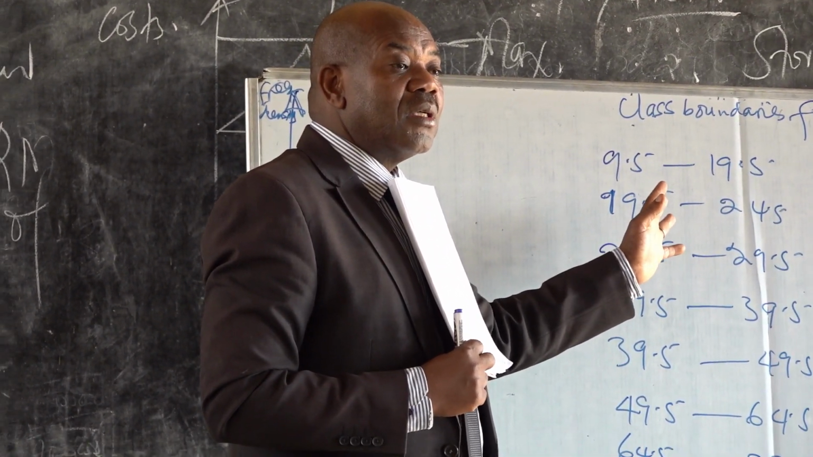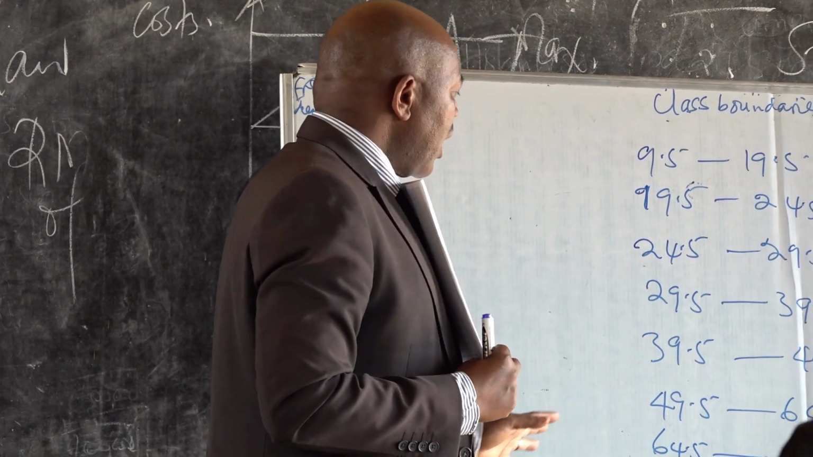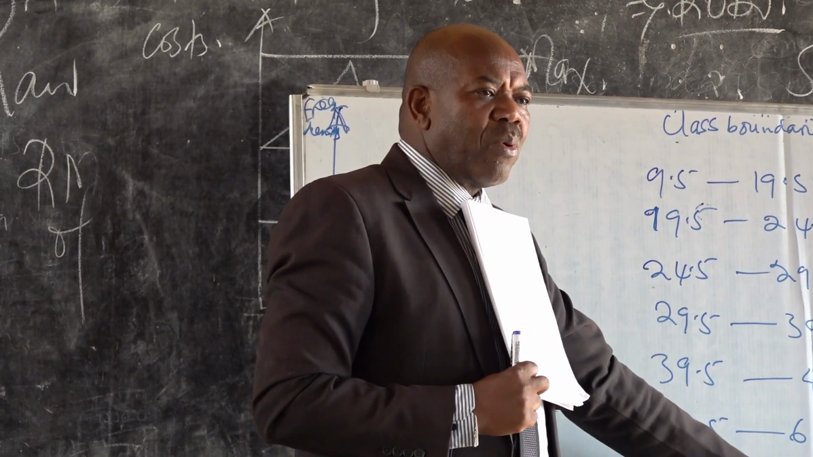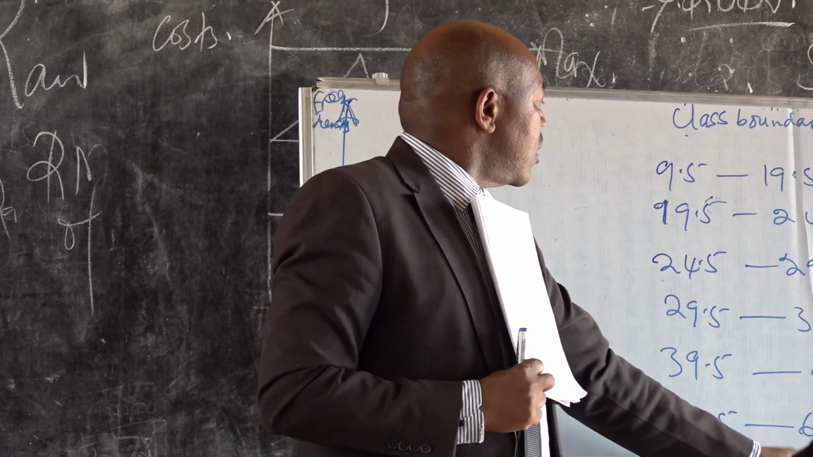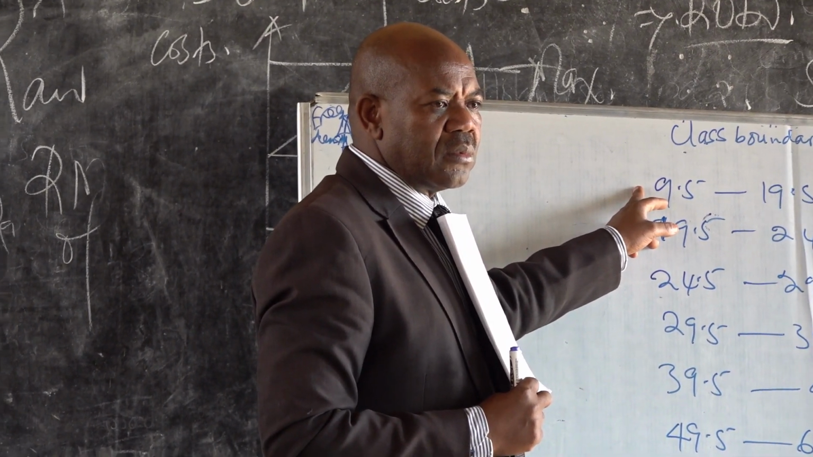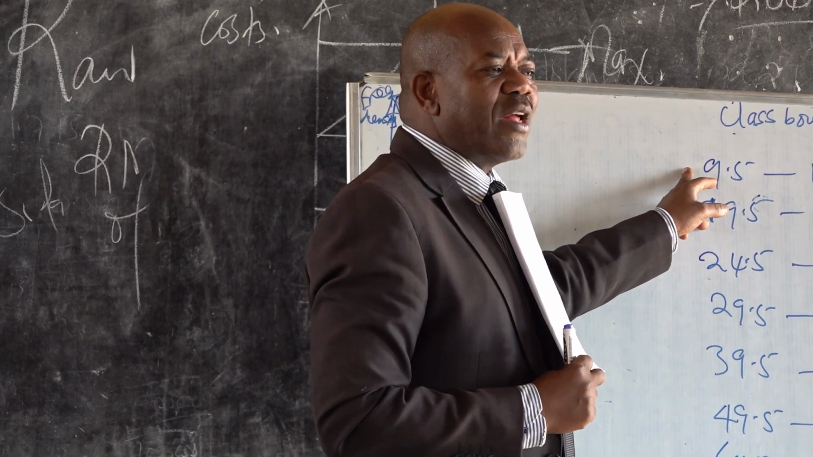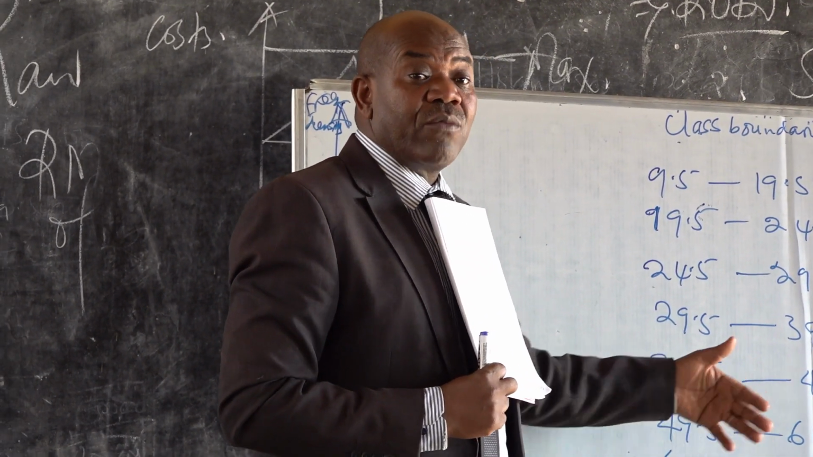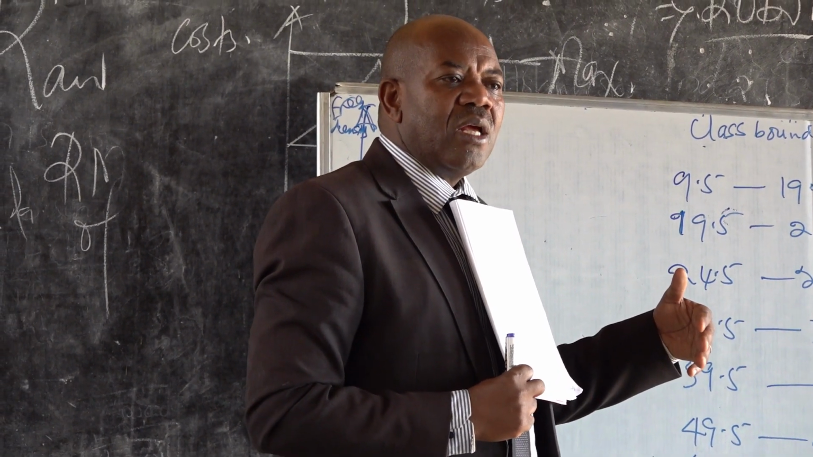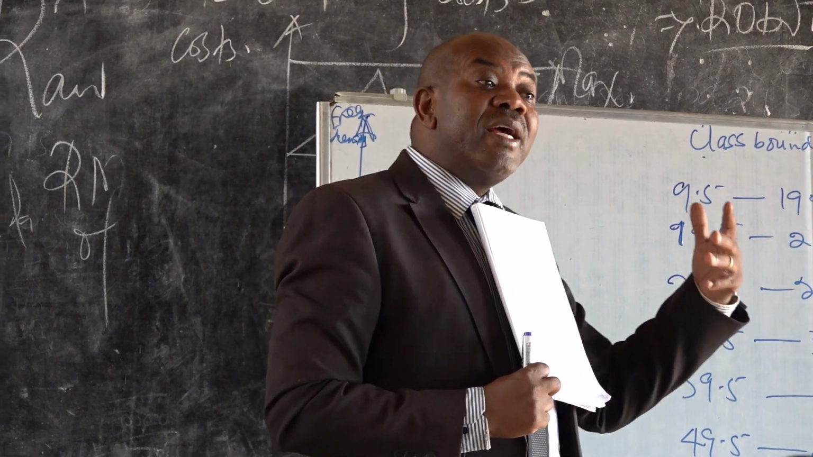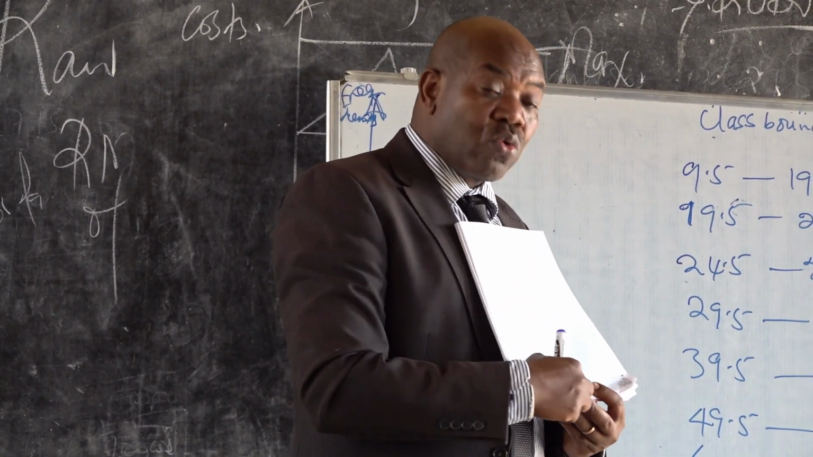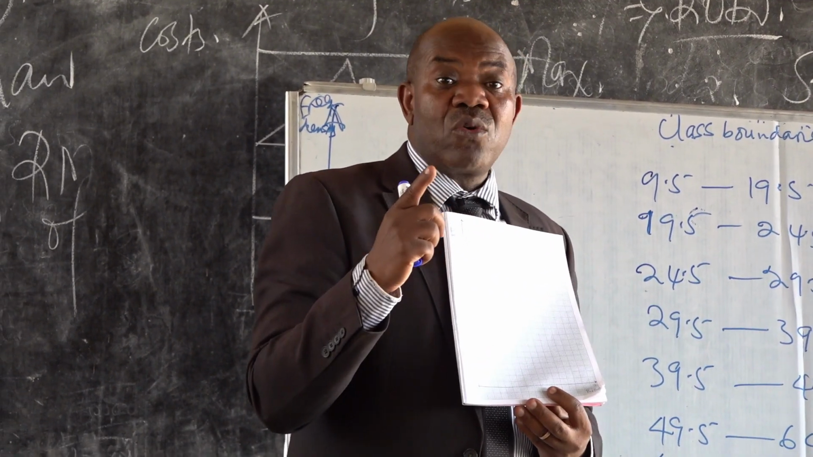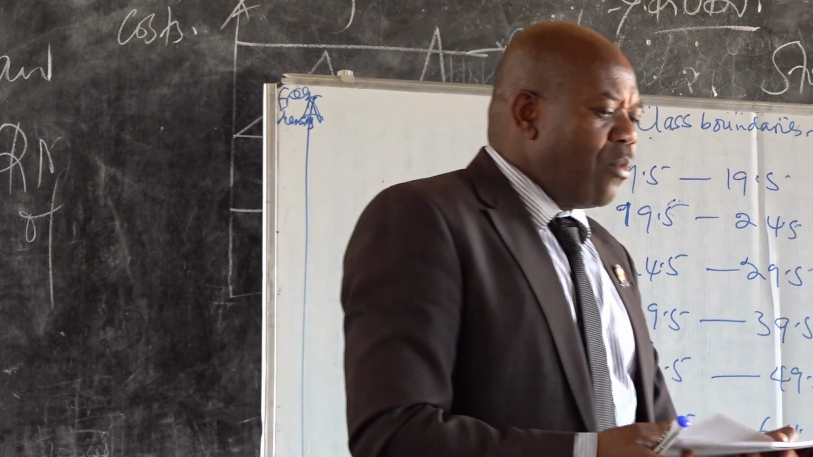You want to use 10? How many will they be? You just get 89.5 minus 9.5, which is 80. So if you want to use 5, you will need 16, because you divide by the interval you want to use. The 16 can fit if you use the small interval. So we are using 5, all of us. Have we agreed? Okay, now I am going to proceed.